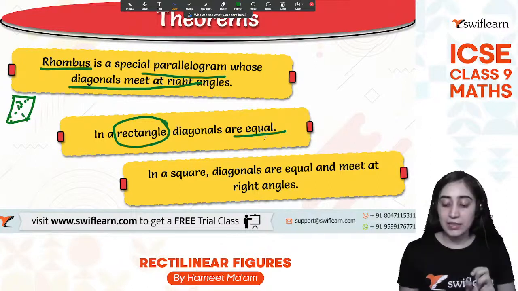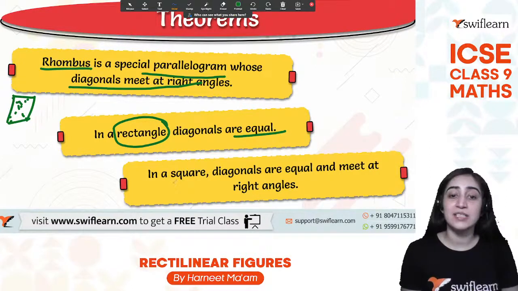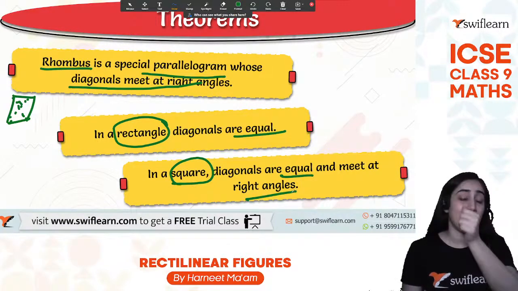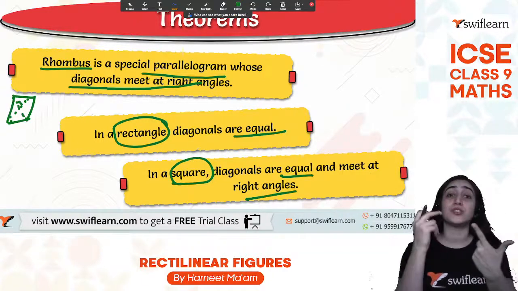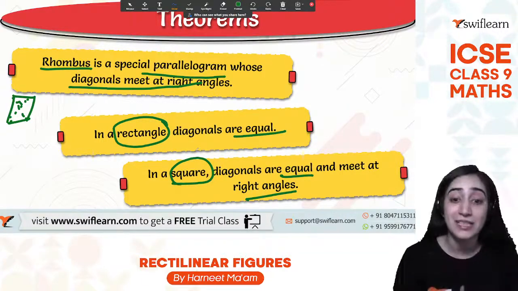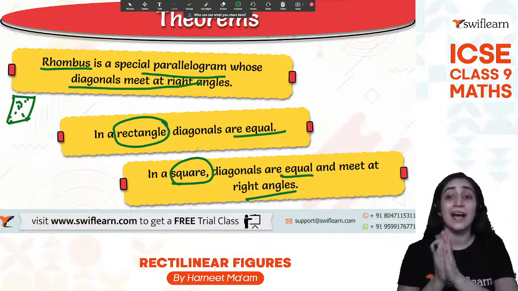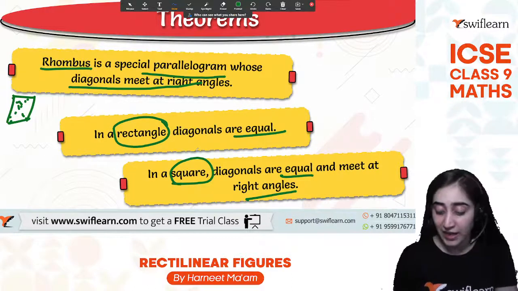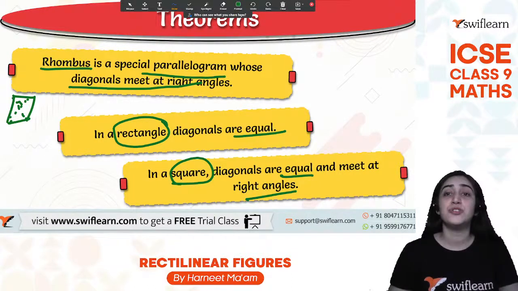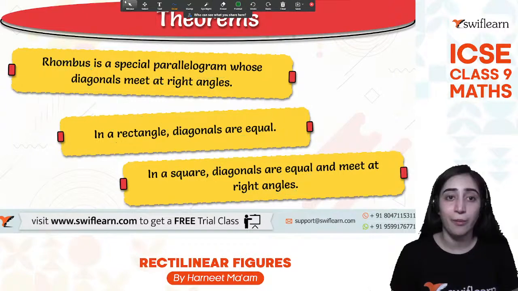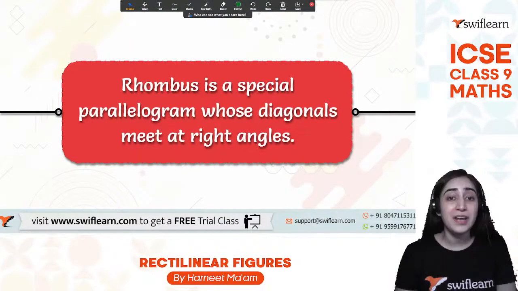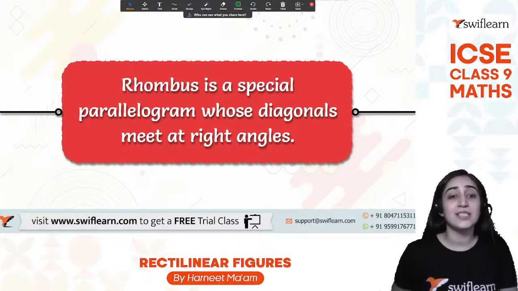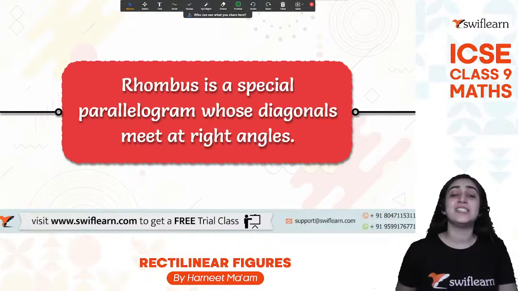All right. The third theorem that we have for the day is of a square. It says the diagonals are equal and they meet at a right angle. So what has happened? A square takes both the properties of a rhombus as well as a rectangle. It says the diagonals are equal and they are meeting at a right angle. So this is how we will be able to prove both the things. All right. So here we go. Let us understand the first theorem for the day. A rhombus is a special parallelogram whose diagonals meet at right angles.